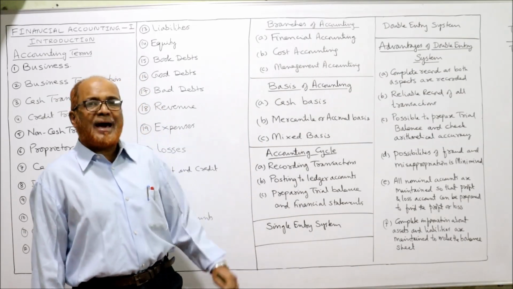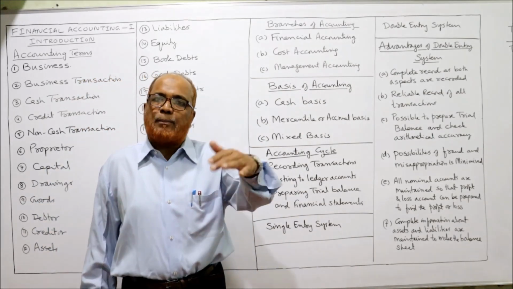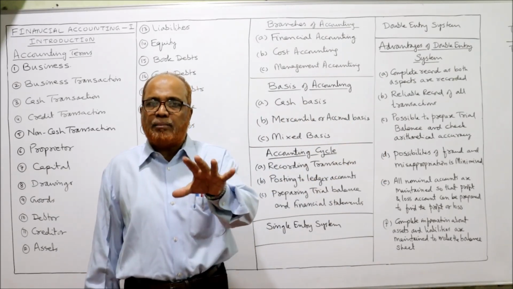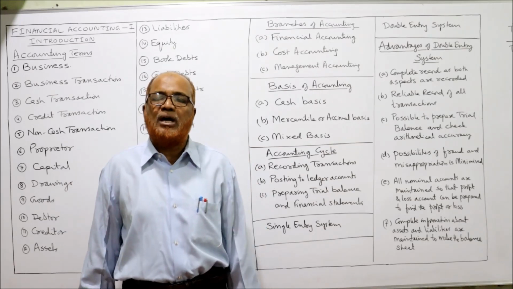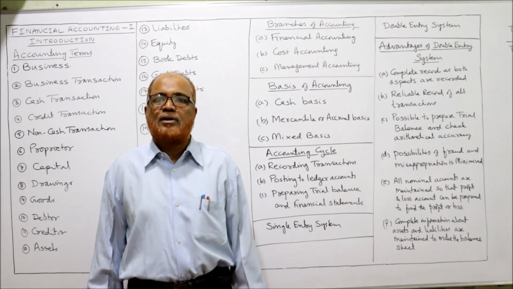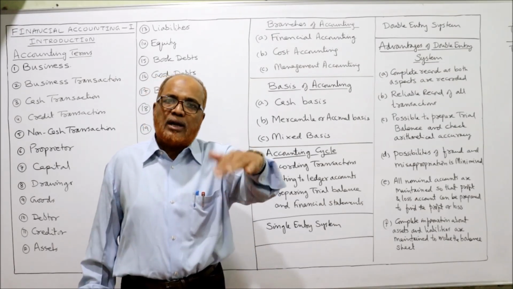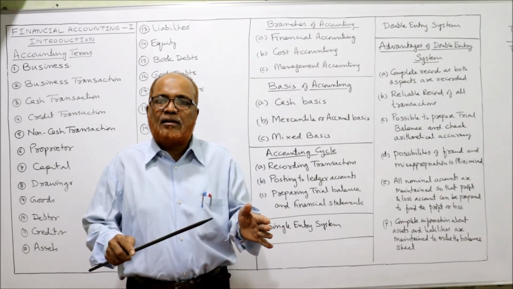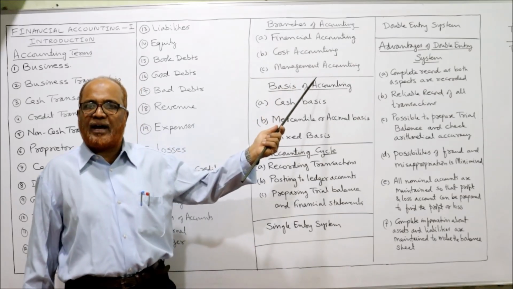Then third comes management accounting. It is that branch of accounting which is concerned with supplying the necessary information to the management so that management can effectively, efficiently perform its functions. So it is a specialized accounting branch which caters only to management. It will provide information as and when it is required by the management. So these are the three branches of accounting.